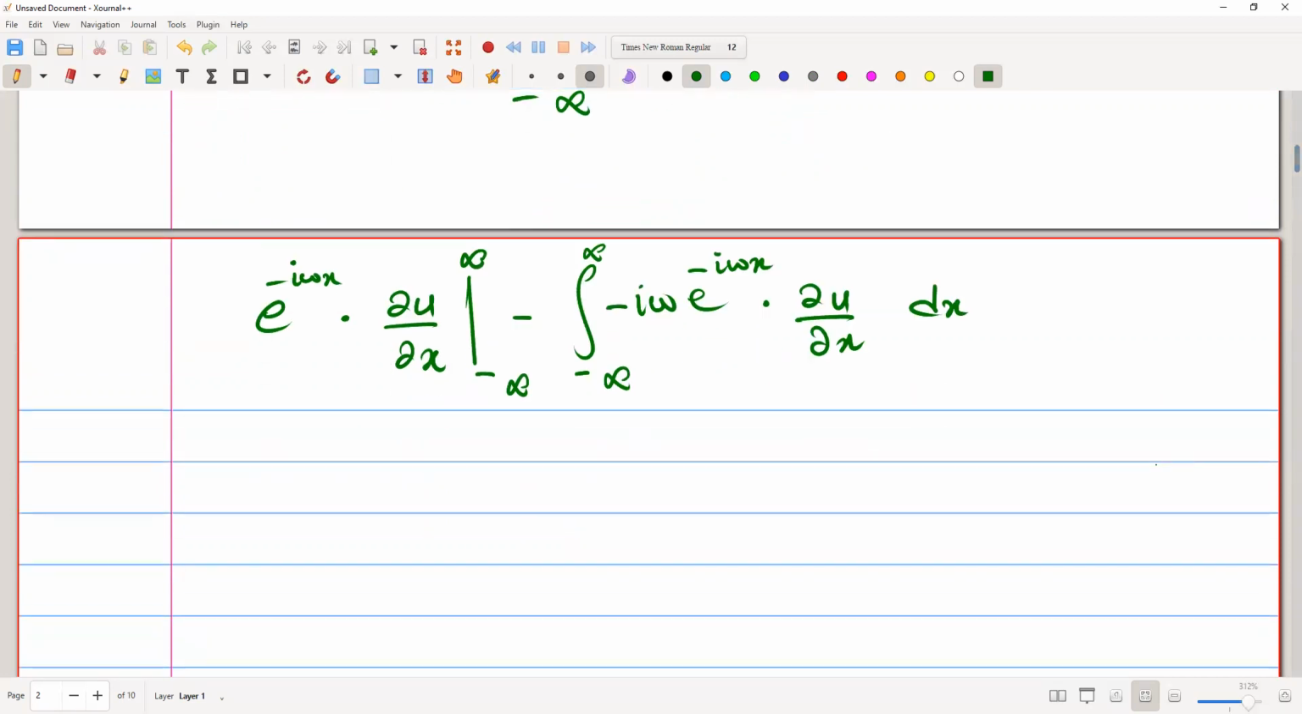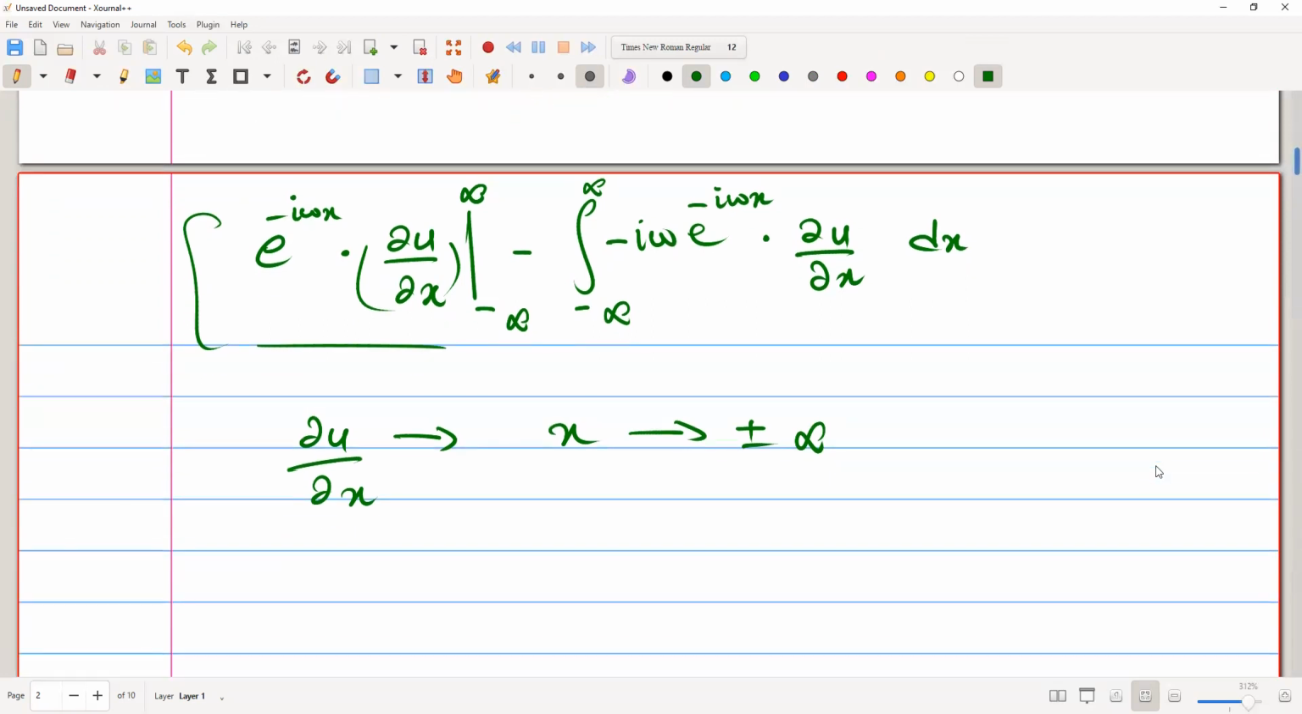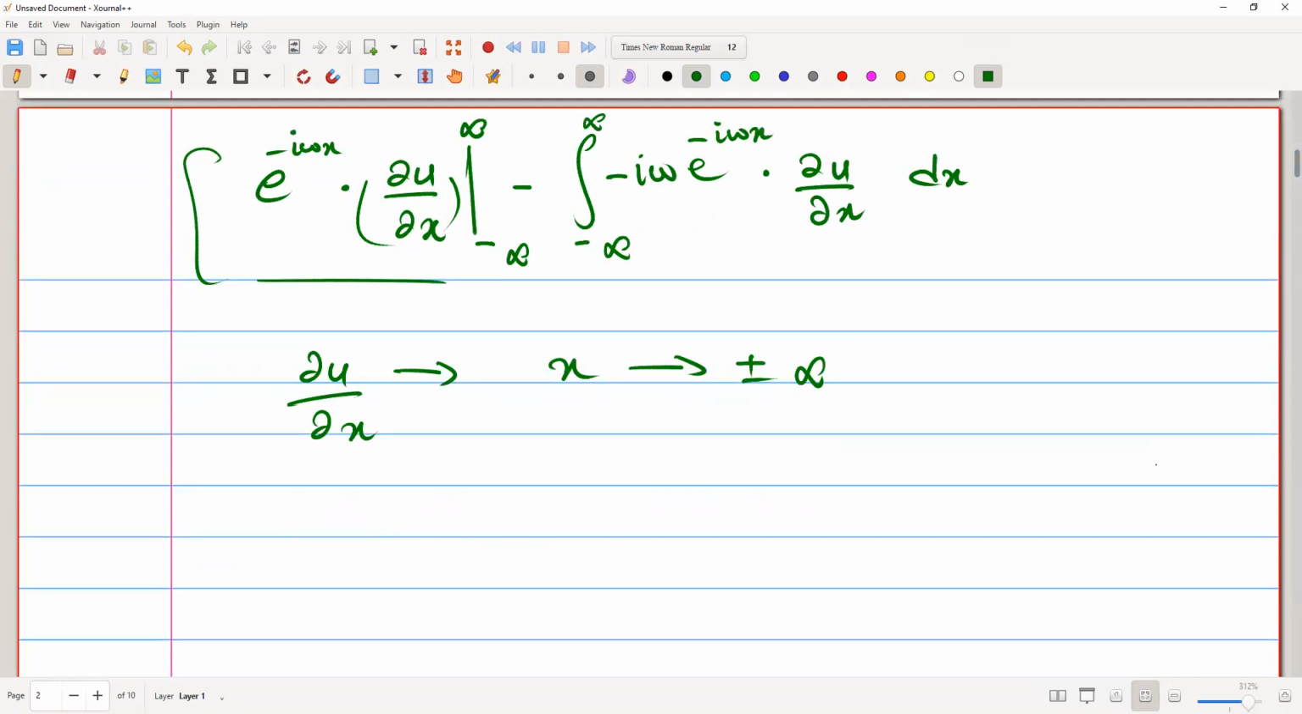Now we can see here that this term will become zero, because the limits are from negative infinity to infinity and the solution is bounded. So this derivative should reach zero as x reaches negative or positive infinity. So this term becomes zero. So it's now easier. This negative negative is positive, so we can bring out iω.